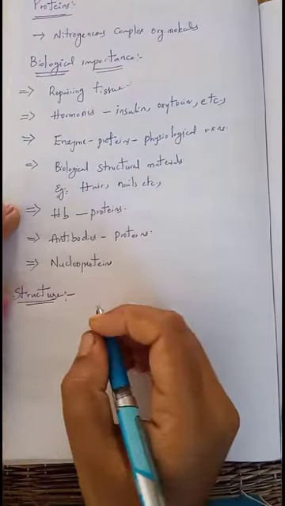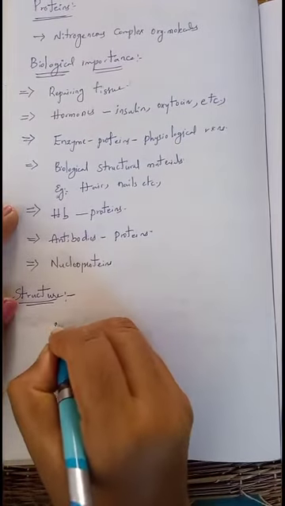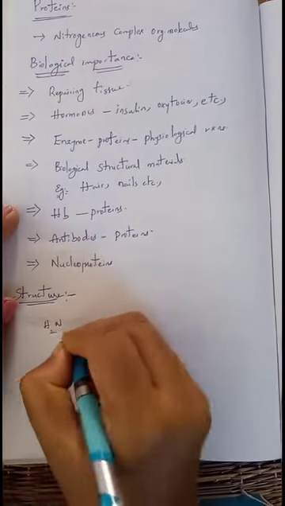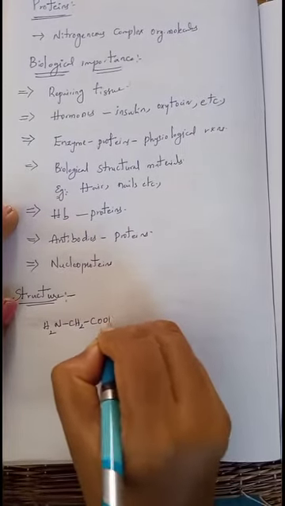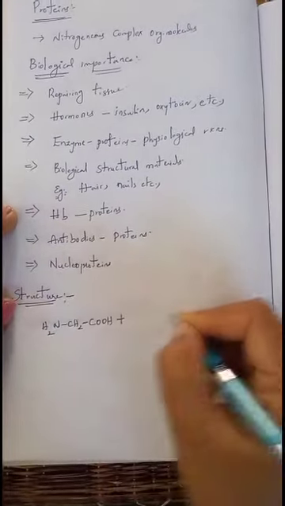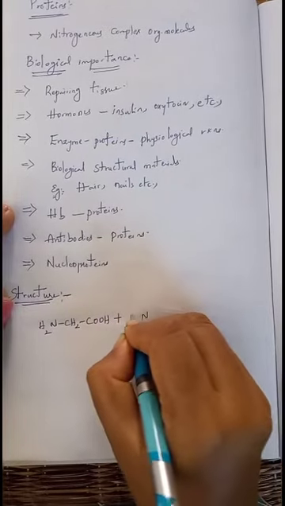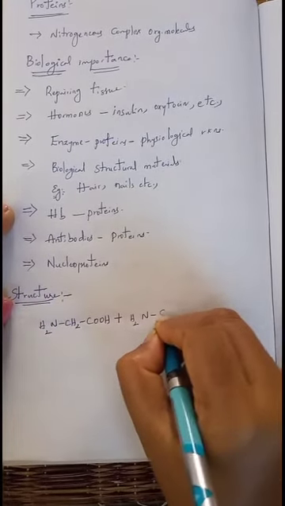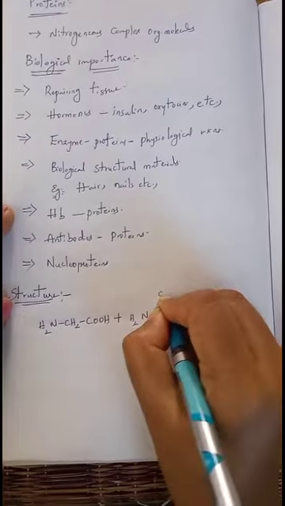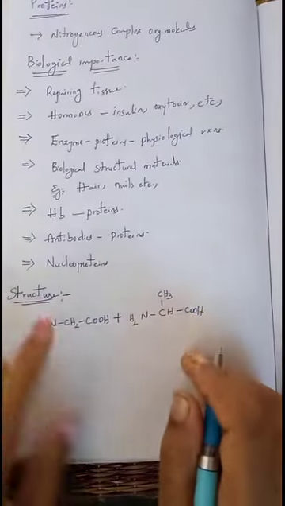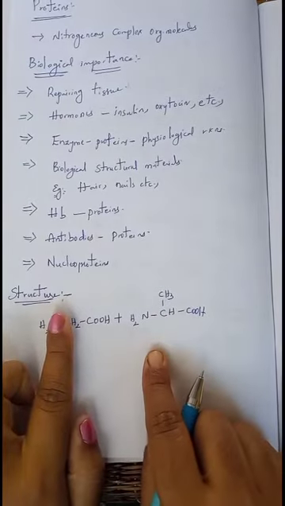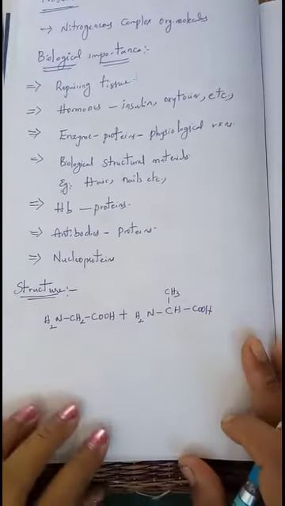Example, I am taking here two different types of amino acids, NH2, CH2, COOH plus NH2, CH, CH3, COOH. This is one amino acid and it is another amino acid. I have taken two amino acids.